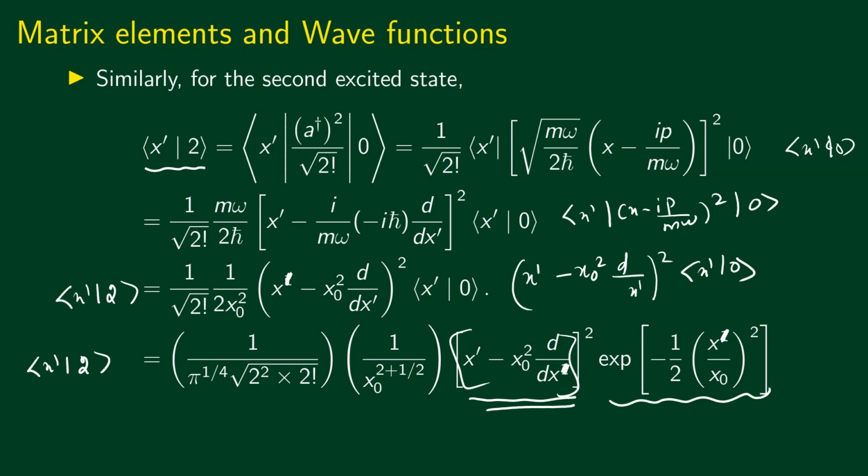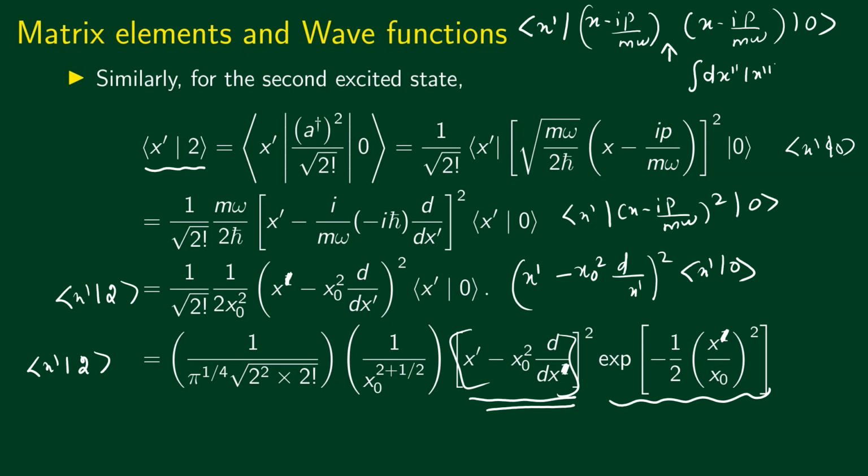Right, so I'll just tell you how to check and you can do it as an exercise. All right, what we need to find is bra x prime, x minus ip divided by m omega, squared, acting on ket 0, which can be written as bra x prime, x minus ip by m omega multiplying x minus ip divided by m omega, acting on ket 0. Now you know what to do. You introduce an identity operator in here in terms of the eigenkets of the position operator. We can write it like this.